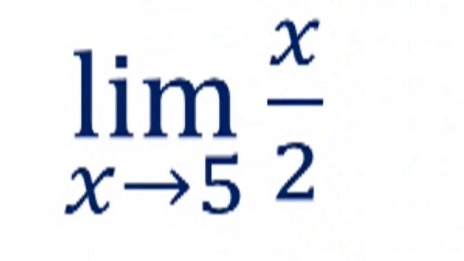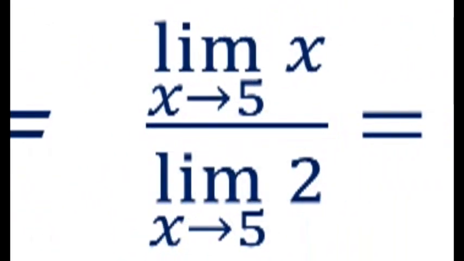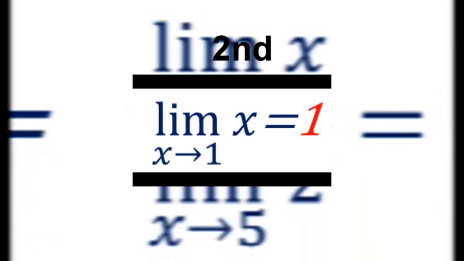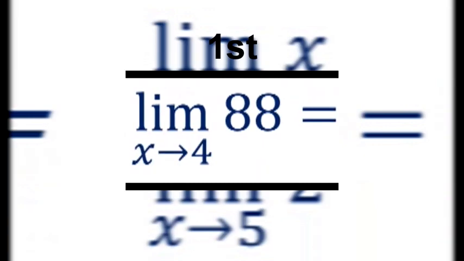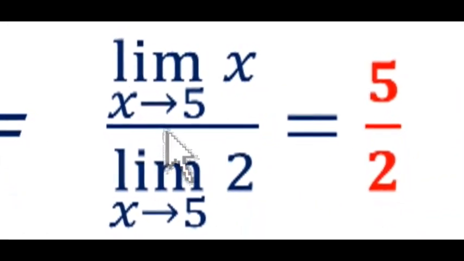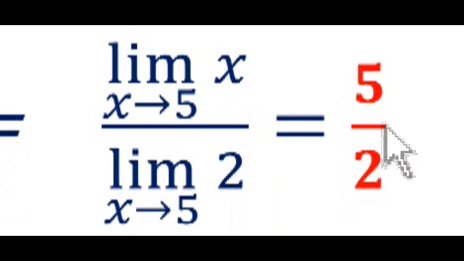Limit of x all over 2 as x approaches 5. Separate the numerator and denominator, then get the limit. So, limit of x as x approaches 5 in the numerator, over the denominator, limit of 2 as x approaches 5. Take note that the numerator is theorem number 2, and the denominator is theorem number 1. Then simplify the numerator, which gives us 5, and simplifying the denominator gives us 2. So, the limit of x all over 2 as x approaches 5 gives us 5 halves.